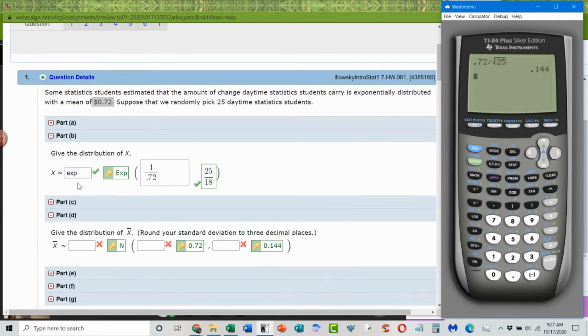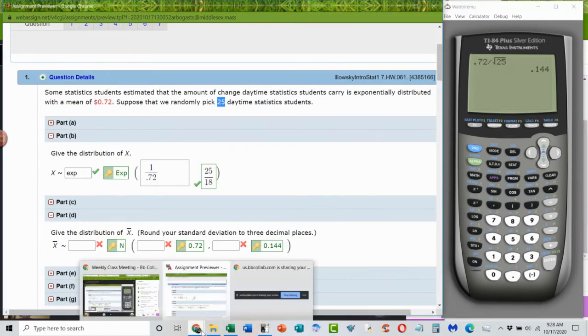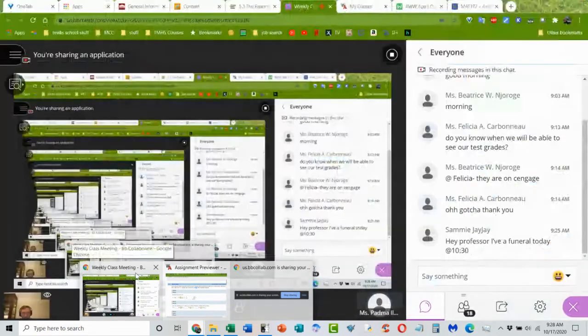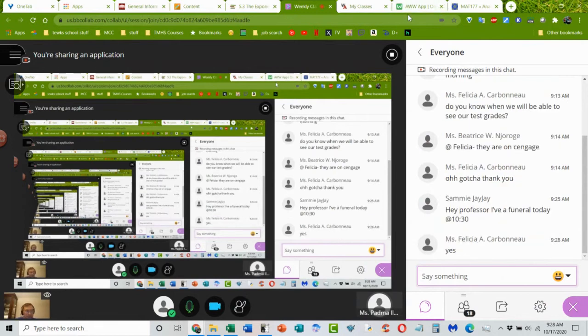Okay, so this exponential distribution will become normal over time, with the mean still being the same thing and the standard deviation just being divided by the square root of whatever the sample size is. Make sense? Okay, great. Somebody likes it.